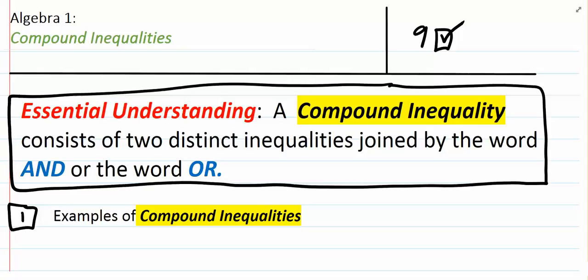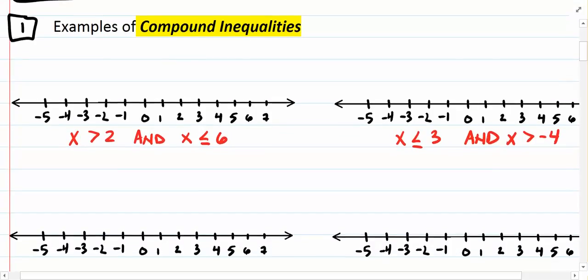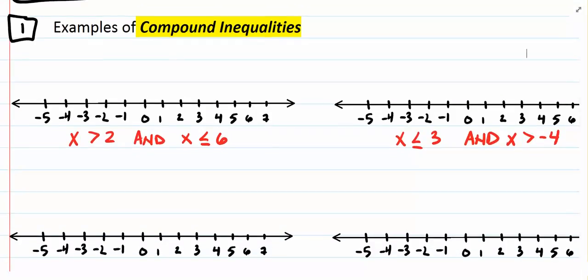In this lesson, we're going to talk about compound inequalities. The essential understanding here is that a compound inequality consists of two distinct inequalities joined by the words "and" or the word "or." So let me give you an example here in box number 1. There are 4 examples. These are examples of compound inequalities.